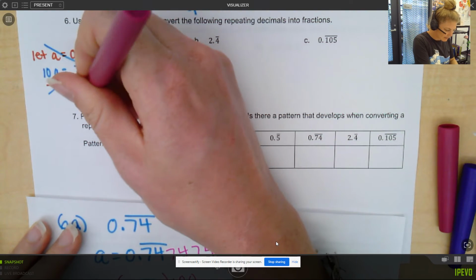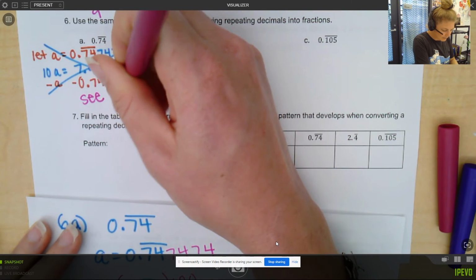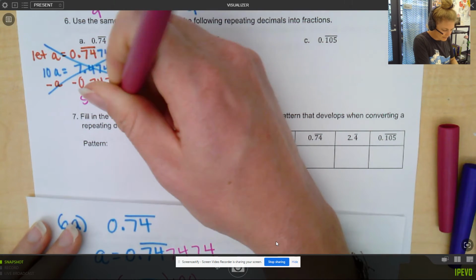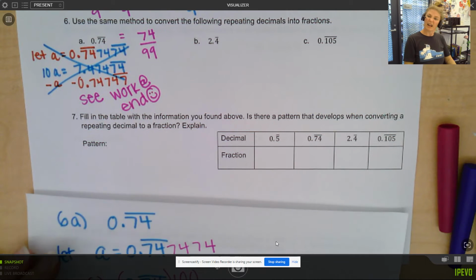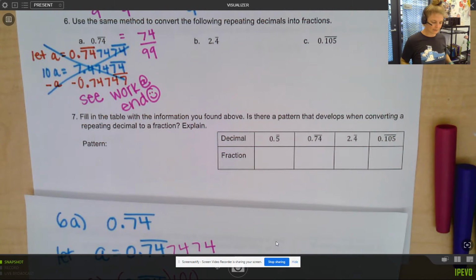And I'm just going to write C work at end with a happy face, because it's kind of like a please and thank you. How are you supposed to get what you want if you don't ask nicely?